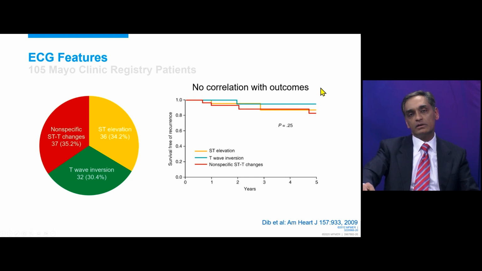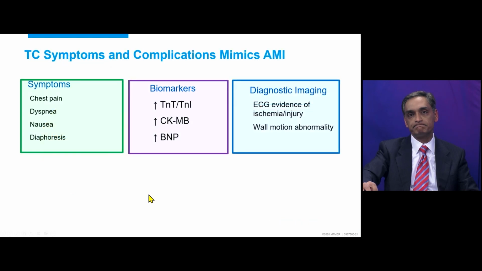And if you wondered what these ECG patterns do in terms of correlation with outcomes, the short answer is nothing. The outcomes are identical no matter what ECG presentation you may have, although you may have hypothesized that those with ST elevation, greater perhaps myocardial injury at the beginning, would have worse outcomes, but certainly that didn't pan out in our study. Here's a summary slide just showing the similarity between acute myocardial infarction and Takotsubo.